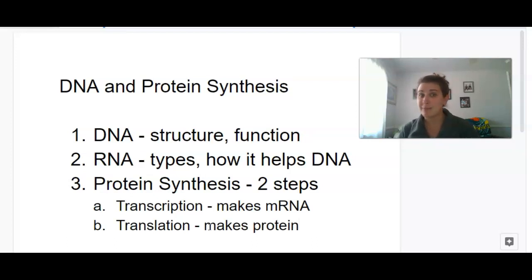So again, to recap, DNA and protein synthesis. What DNA is and what it does. What the RNA is and how it helps. And how we make a protein.